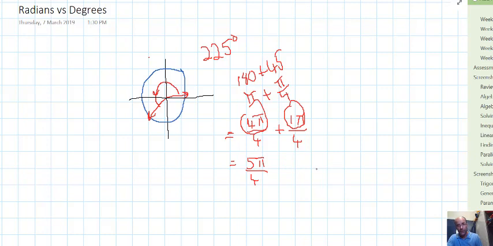So they're equivalent. Anytime you see something that's got a pi in it, like y equals 3 sine 3 pi on 4 x, that is an indication that we are in radians, and radians are more useful for modeling trig functions.